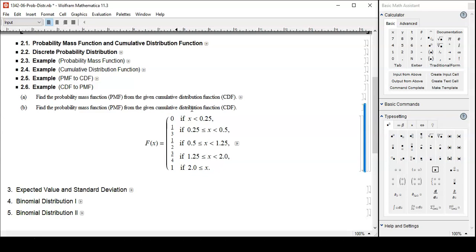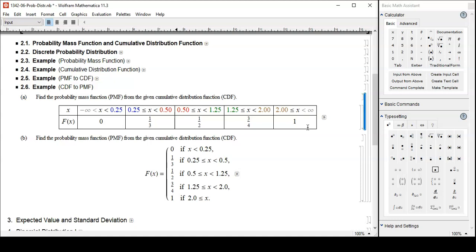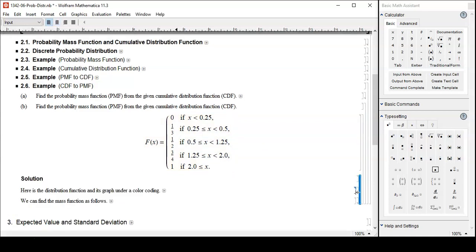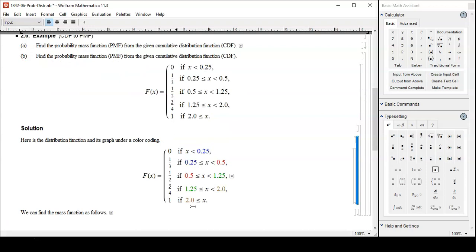By the way, I have exactly the same problem written in terms of a piecewise defined function expression. It looks a little bit more intimidating, but this problem is not different at all from this problem here, given in horizontal tabular form. How do I get that? Well, at x equal to 0.25, we have a jump from 0 to 1/3. Subtract. And at x equal to 0.5, I have a jump from 1/3 to 1/2. Subtract, and so on. So like these.